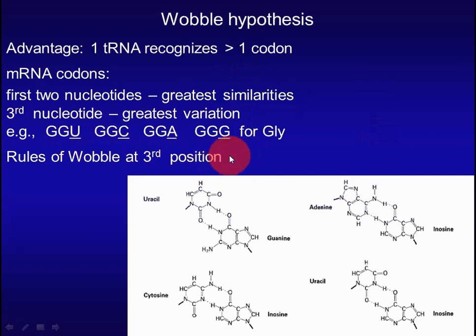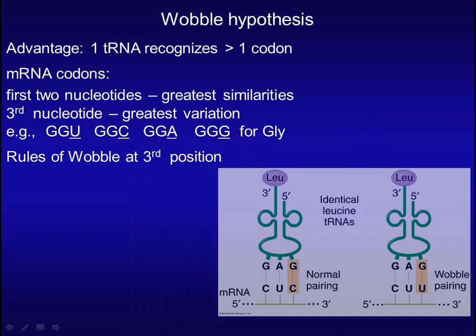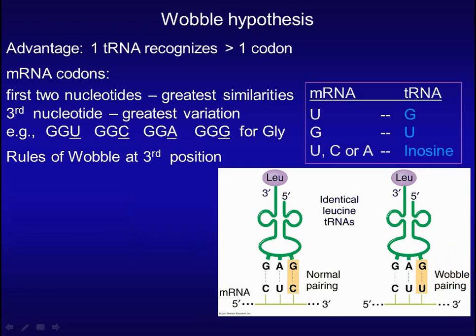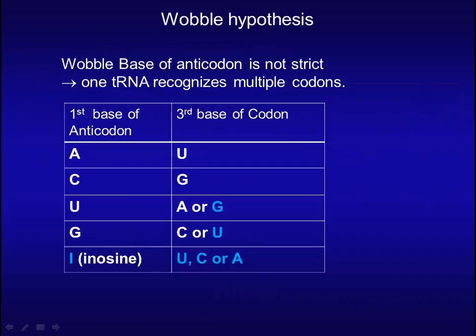At this position, U can pair with G from the anticodon, and vice versa, G can pair with U. And A, U, or C from the codon can pair with inosine from the anticodon. Here is an example of normal pairing, and here is an example of Wobble pairing. This is a summary of unusual base pairing between codon and anticodon. The Wobble base of the anticodon is not strict in base pairing with the codon. As a result, one tRNA recognizes multiple codons. This is a summary of base pairing between anticodon and codon. Unusual base pairing is highlighted in blue.